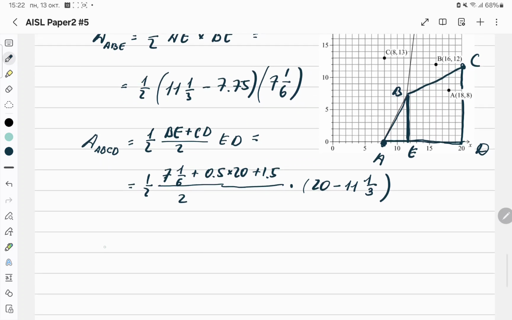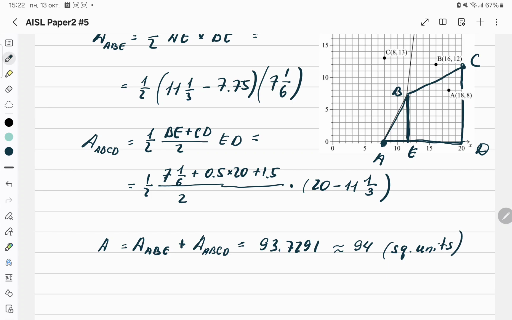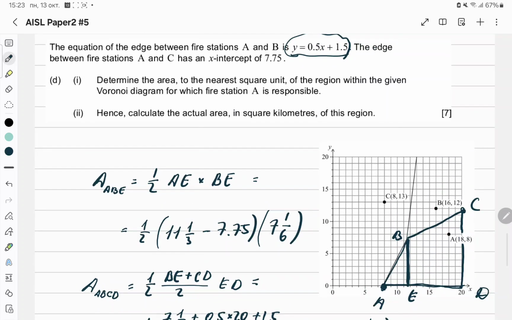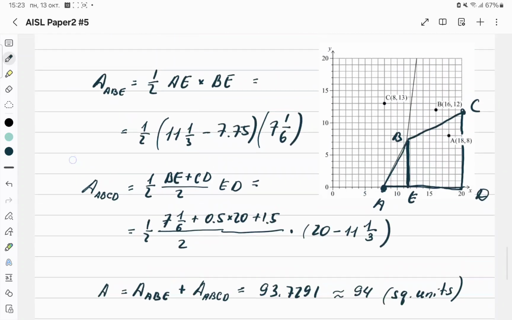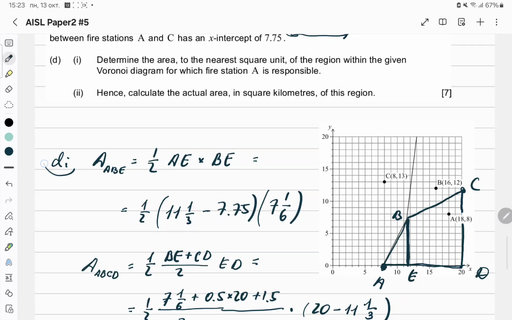And after this whole calculation, so the total area, it's the ABE triangle added to ABCD. So that's how we will get 93.7291, or to be precise, to the nearest square units, 94 square units. Okay. And so D1 is completed. Now D2. What about D2? So this is D1.